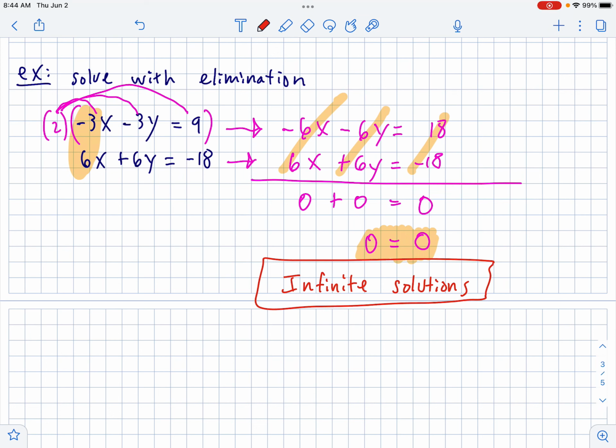So if everything cancels out and you get something that's not true, like 1 equals 5 or something like that, there's no solution to the system. But if everything cancels out and you get a statement that is true, like 0 is equal to 0 or 5 is equal to 5, then it's infinite solutions.